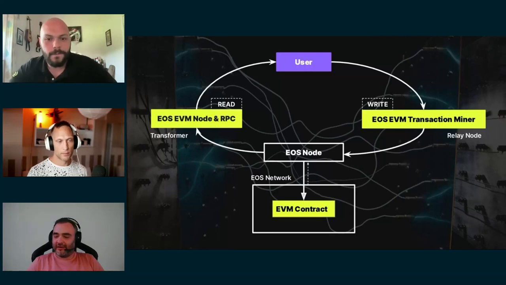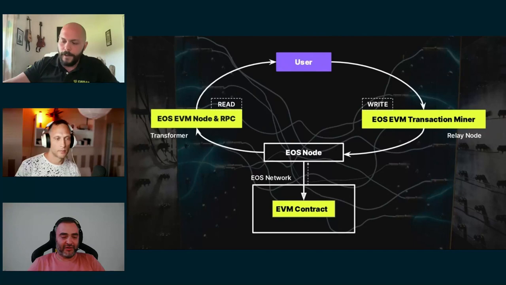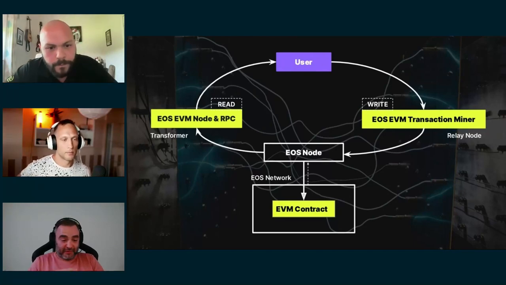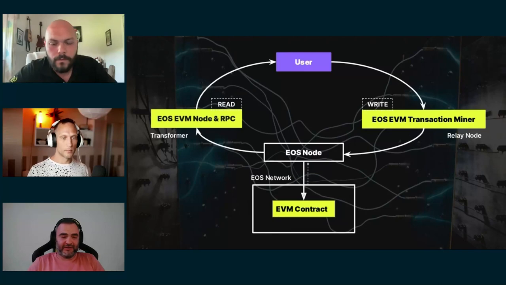Right. And also take into account that EOS has a really great throughput, really great performance, and also has been working without interruption of service for many years. Having this compatibility layer on top that makes life simple for developers and also for projects to move in an easy way to this new platform, I think that it's a good combination.